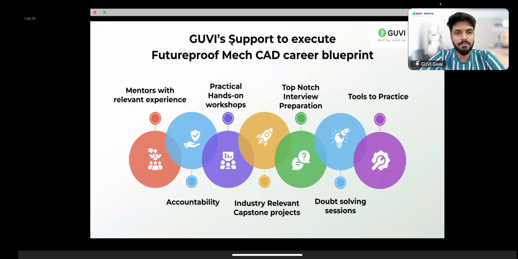Then moving on with the tools to practice, as I said already, you are going to have these tools as well. Okay, fine.